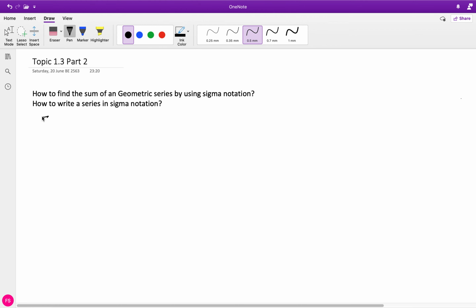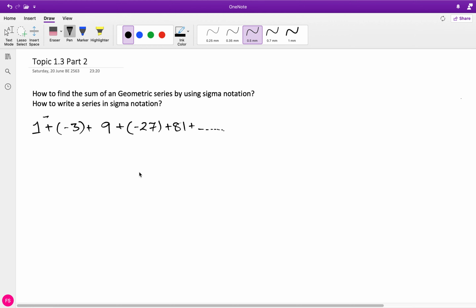Hi everyone. In this video, we are going to learn how to write a geometric series in sigma notation and how to find the sum of a geometric series when it's written in sigma notation. Let me start with a simple series. 1, -3 plus 9 plus -27 plus 81 and so on.